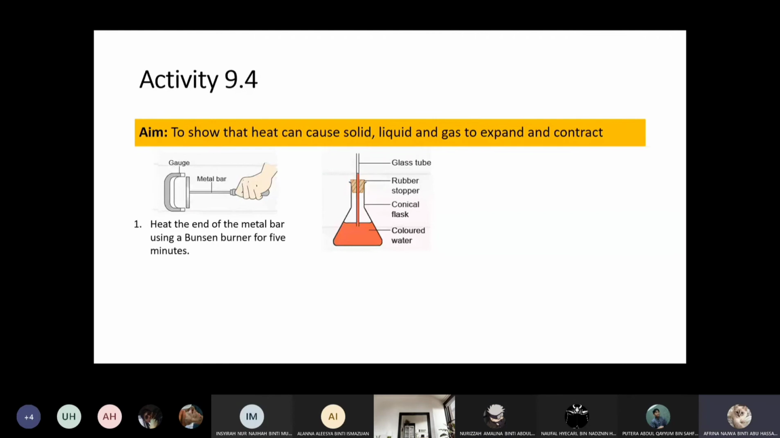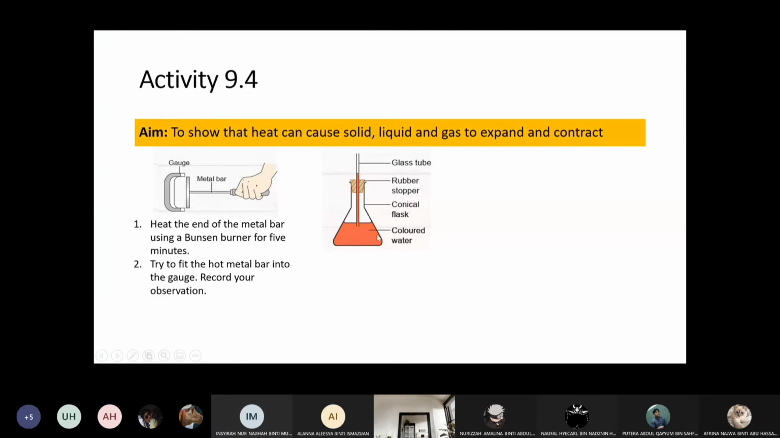So what you do, okay, you heat the end of the metal bar for 5 minutes. And then, you try to fit the hot metal bar into the gauge again. So, you will find out that the metal bar will not fit the gauge. Okay? So, why is that? That is because the solid has expanded.